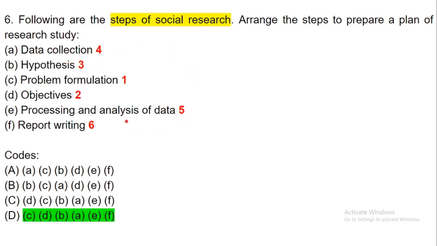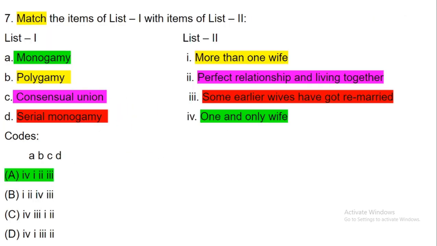Then you will go for data collection, and after data collection you go for processing and analysis of data. So once you gather the data, you have to interpret the data and analyze the data, and once you have done the analysis of data and processing of data, then you will go for detailed writing, that is report writing or interpret. Next question. Okay, match the following items with the list 1 and list 2.